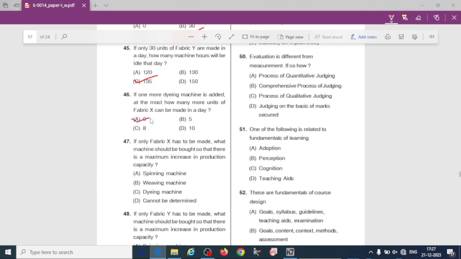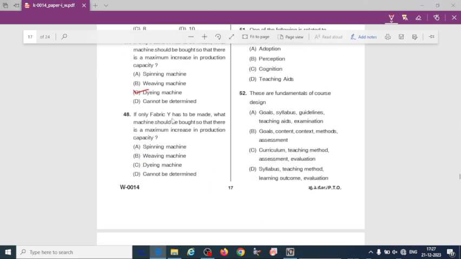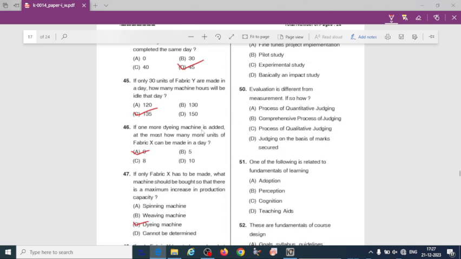Option A. 0. If only fabric X has to be made, what machine should be brought so that there is a maximum increase in production capacity? Option C, dyeing machine. If only fabric Y has to be made, what machine should be brought so that there is a maximum increase in production capacity? 48. Option C.